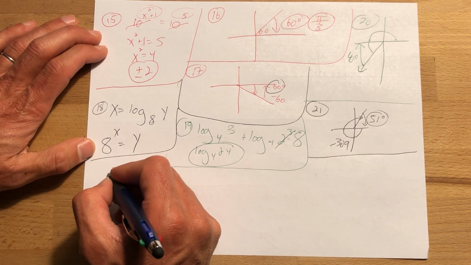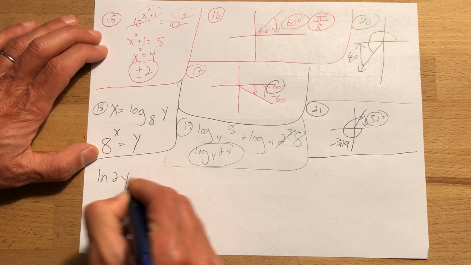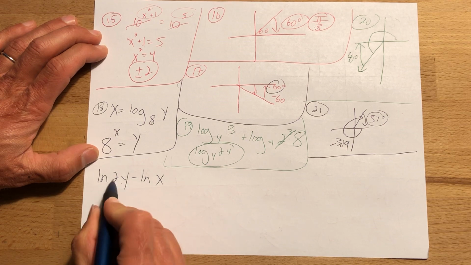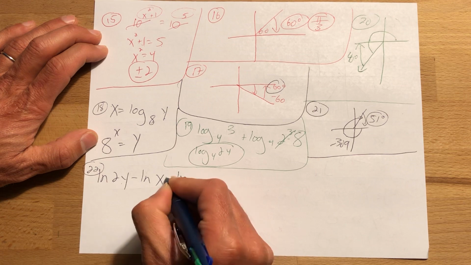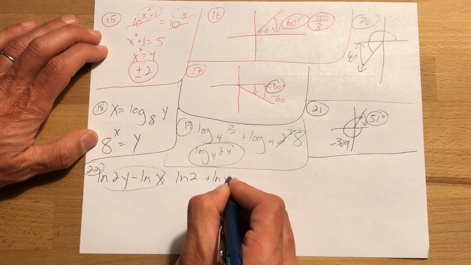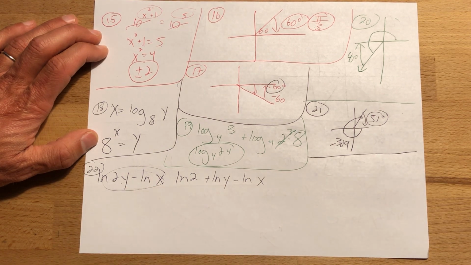Okay, so 22, expand. Natural log 2y minus natural log of x. This is what some people left it as, but remember, this is multiplication. So this right here becomes natural log of 2 plus natural log of y minus natural log of x, because whenever you multiply, it's the same as adding.